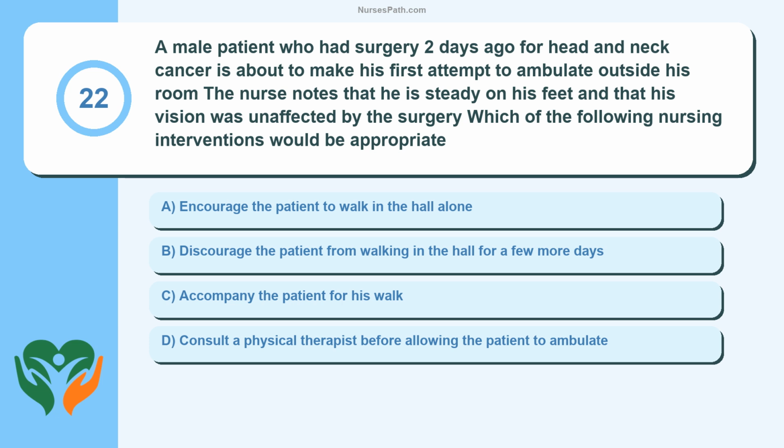Question 22. A male patient who had surgery 2 days ago for head and neck cancer is about to make his first attempt to ambulate outside his room. The nurse notes that he is steady on his feet and that his vision was unaffected by the surgery. Which of the following nursing interventions would be appropriate? Encourage the patient to walk in the hall alone. Discourage the patient from walking in the hall for a few more days. Accompany the patient for his walk. Consult a physical therapist before allowing the patient to ambulate.